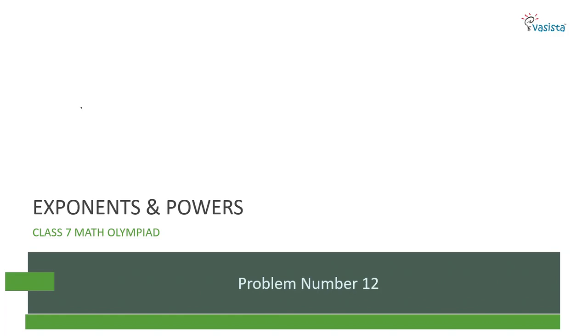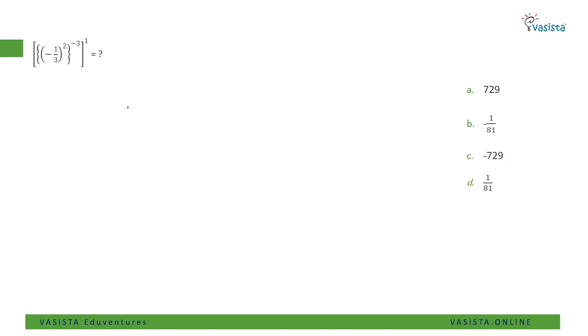This is the 12th problem. Let us solve it here. What they have given is (1 minus 1 by 3 to the power of 2) to the power of minus 3, to the power of 1, equal to what? That is what we need to find out here.